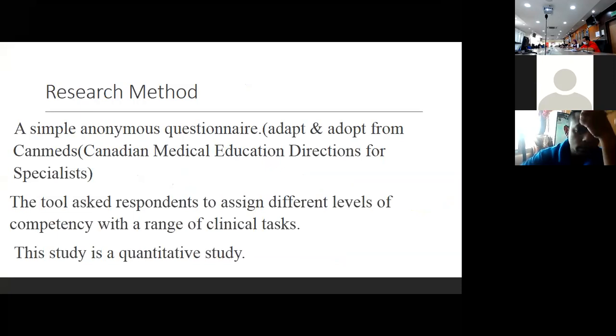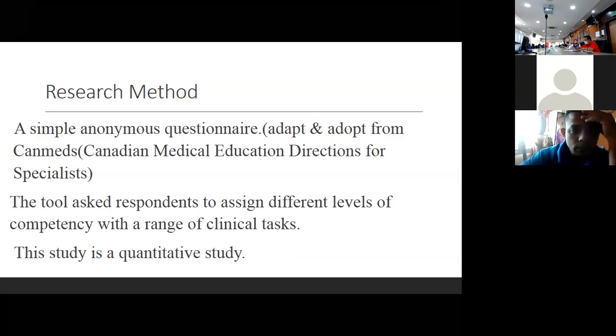Okay, research method saya akan menggunakan questionnaire yang diadapt dan diadopt daripada CANMEDS, Canadian Medical Education Direction for Specialists. Tools yang akan digunakan akan diberikan kepada patient dan juga RTTs menggunakan Google Form. Saya plan nak guna Google Form dan untuk patient sebab sometimes department radioterapi ni line coverage tak berapa nak elok.